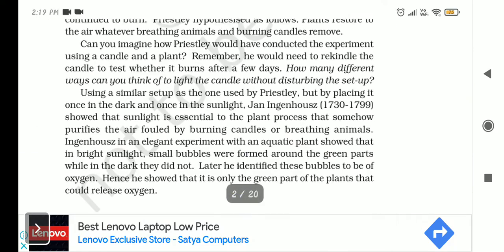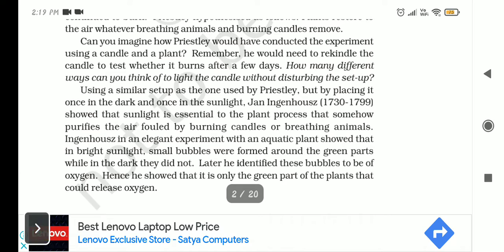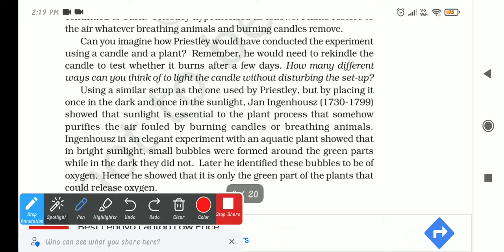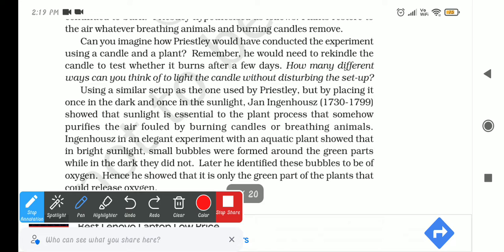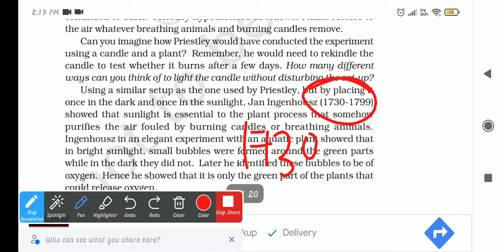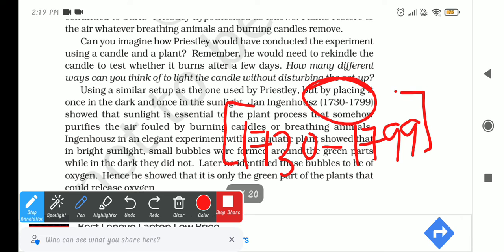In which year? Jan Ingenhousz did this experiment. The year of the experiment is not given, but his time is given, like 1730 to 1799. This was his lifespan.